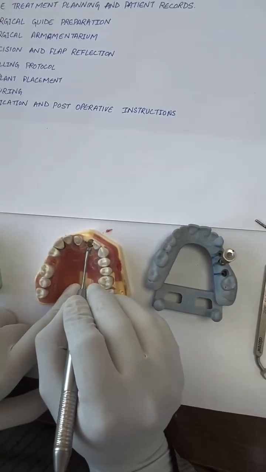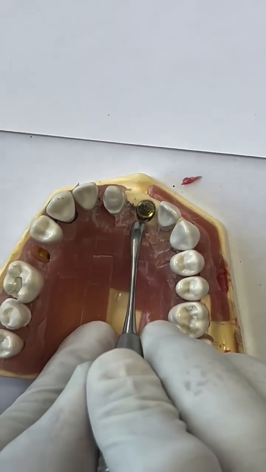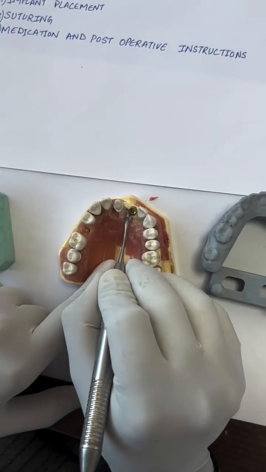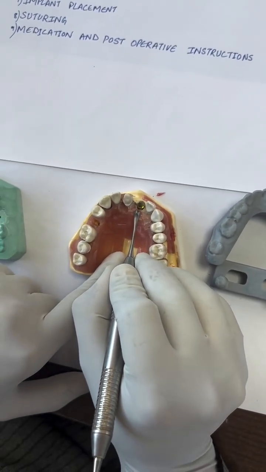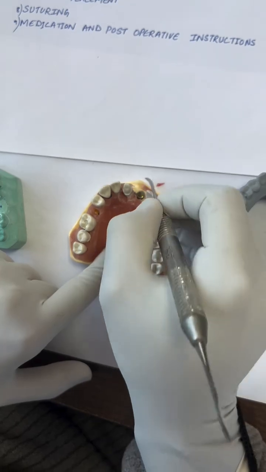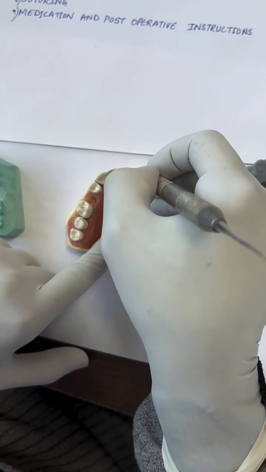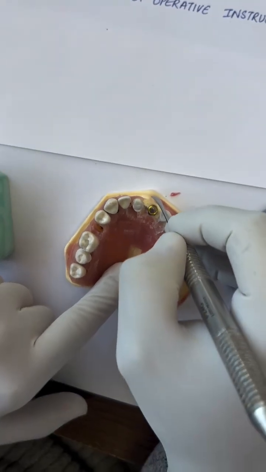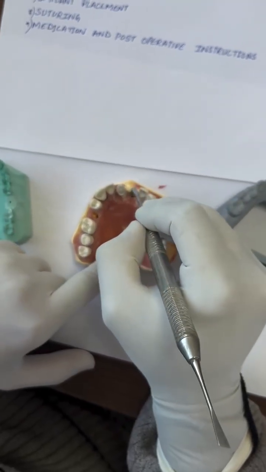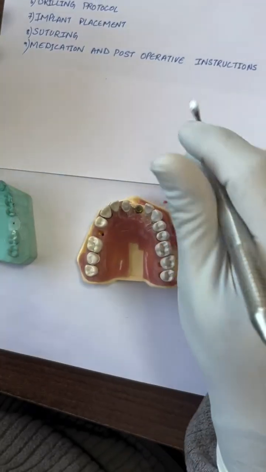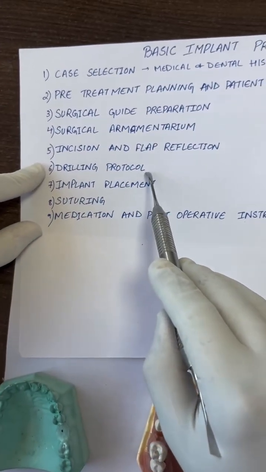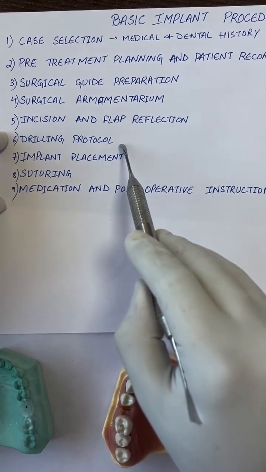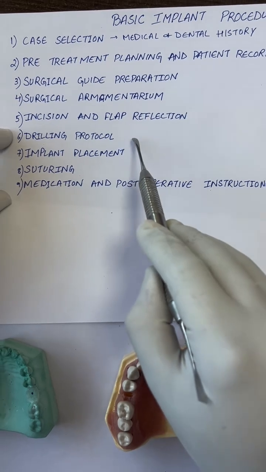This paralleling pin will also show what will be the space between the implant and the adjacent teeth, or between the implant and another implant, and how much bone will be there outside the implant. The buccal bone will be left outside the implant. So after this paralleling pin, we can go ahead with the drilling protocol as suggested by the implant manufacturer, which includes the torque as well as the speed of the implant drills.